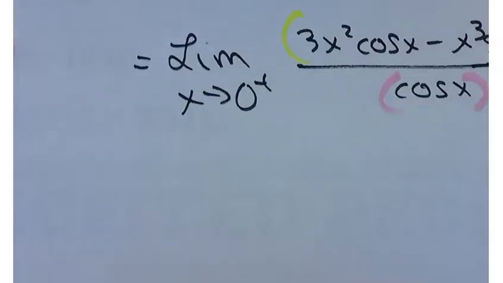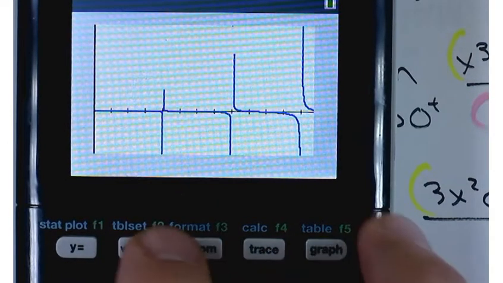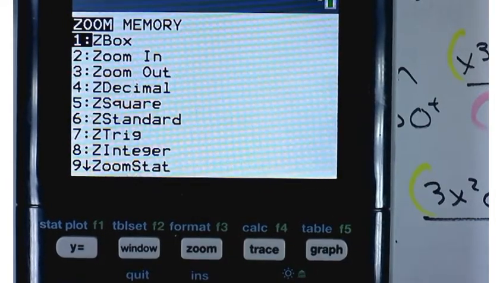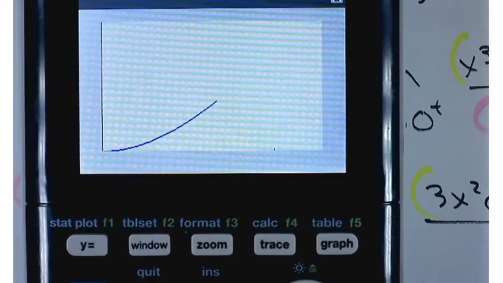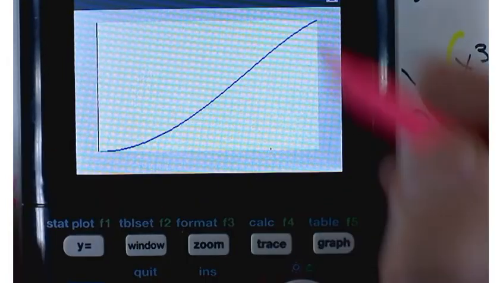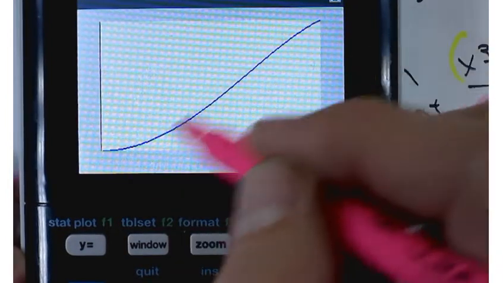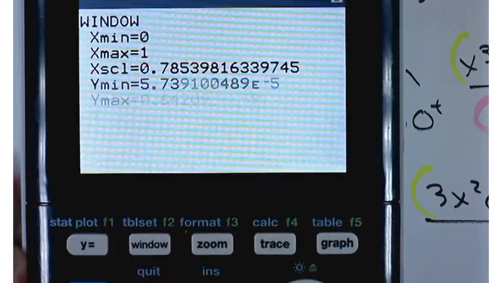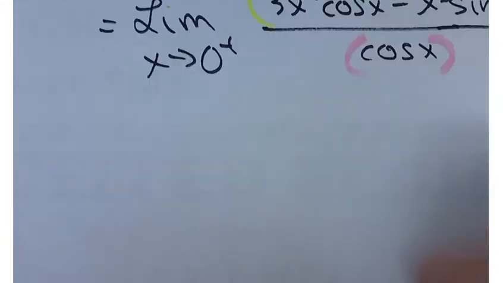The limit is not as x approaches infinity. It's the limit as x approaches 0. So let's go back to the graph here. Let me readjust my window from, say, 0 to 1. Zoom fit. All right. Let's take a look where the graph is going. As you get closer to x equals 0 along the x-axis, where's the y value going? Closer to 0, right? Assuming that's the point 0, 0. Yeah, it's getting closer and closer to 0. And that should be your conclusion here.